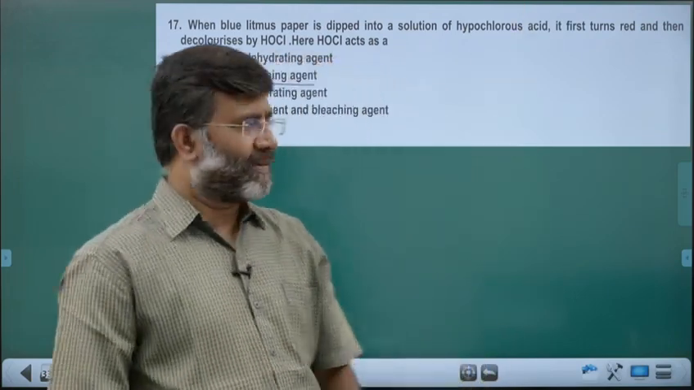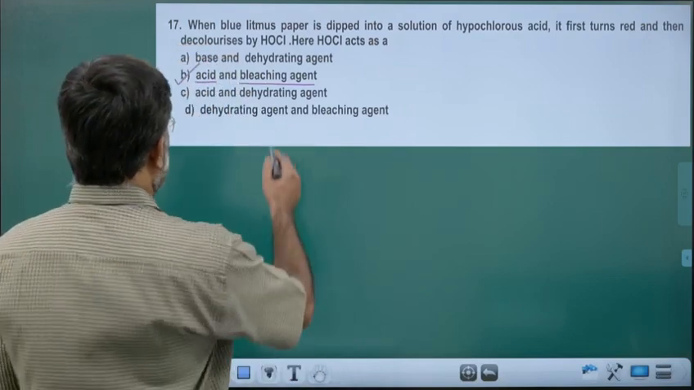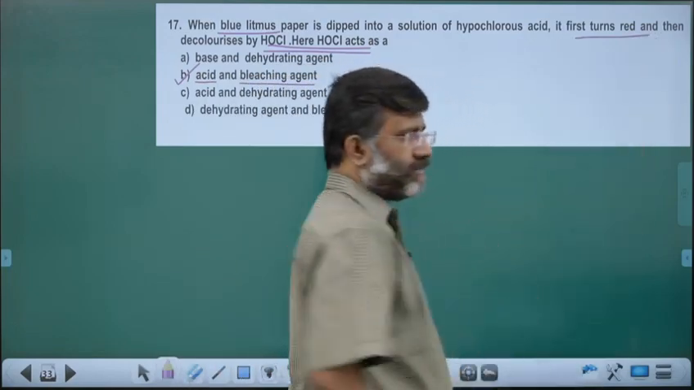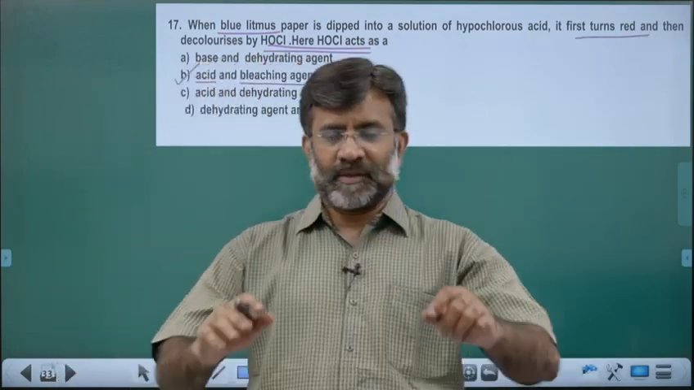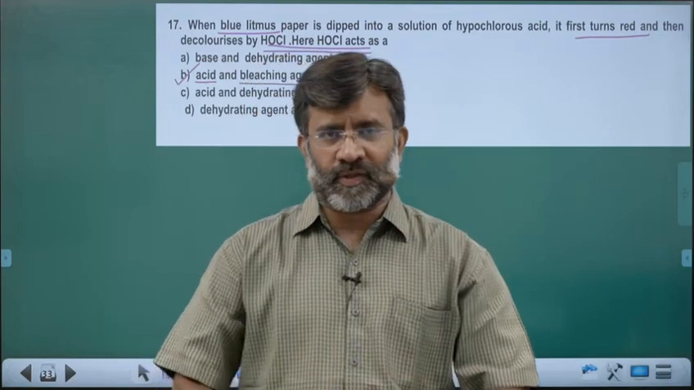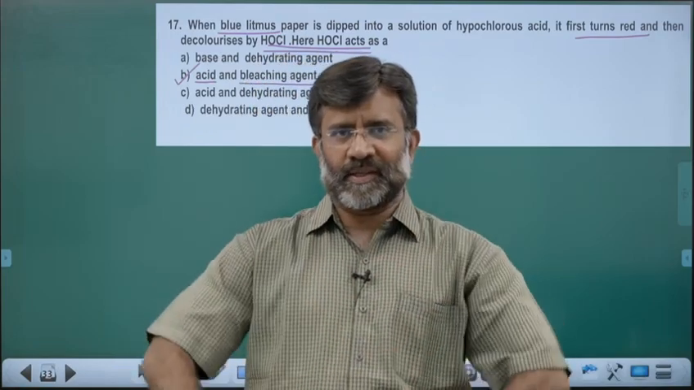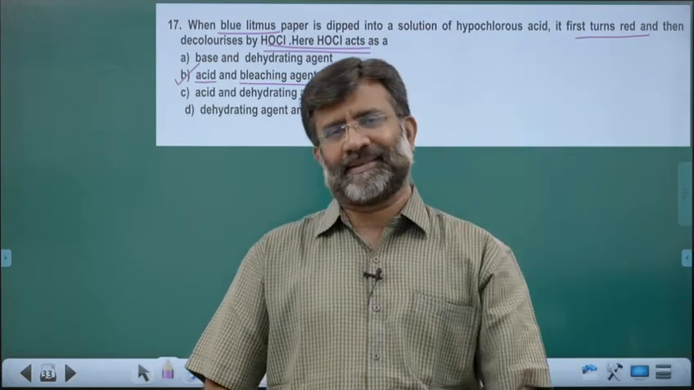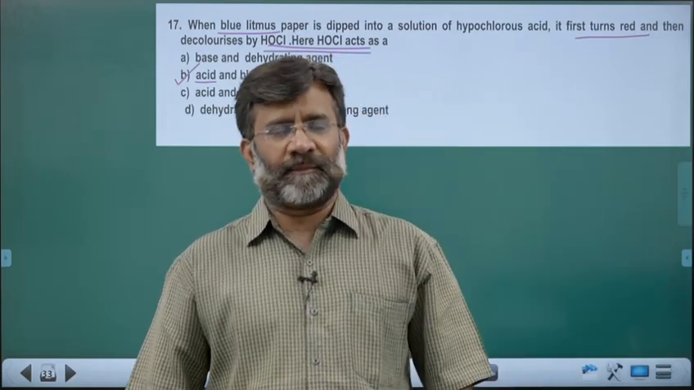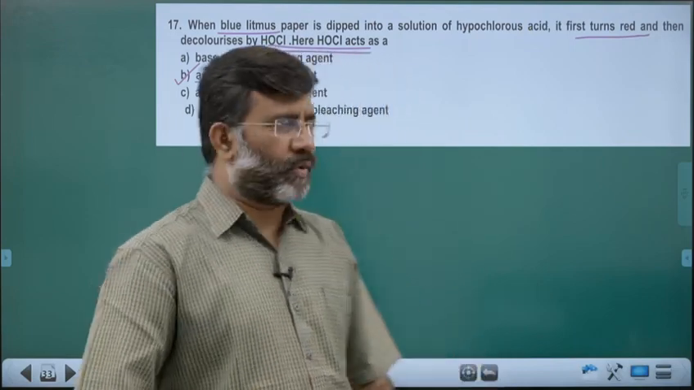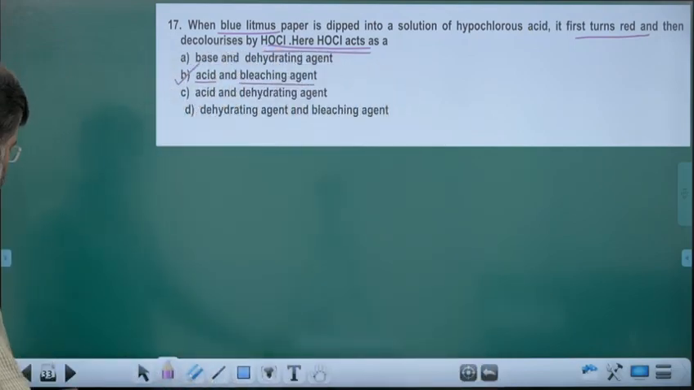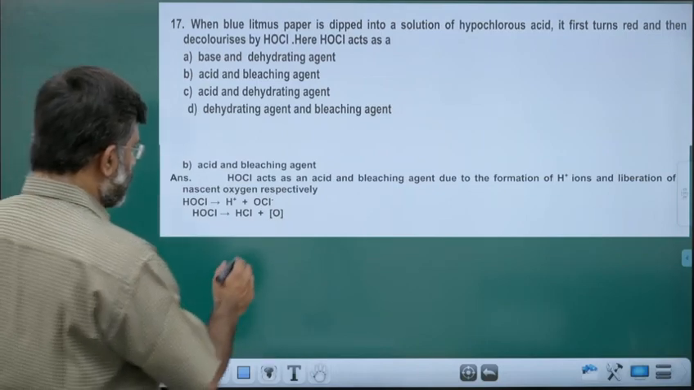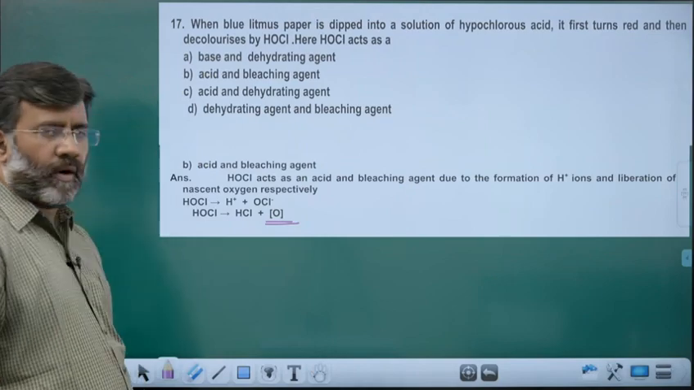Bleached. Hope it is clear. See, this is an acid. Therefore, blue litmus turned red. Now, this is also liberating nascent oxygen, so it acts as a bleaching agent. So blue turned red, okay. After some time that red is decolorized. It is bleached away because it is a bleaching agent also. And the bleaching action is due to liberation of nascent oxygen.